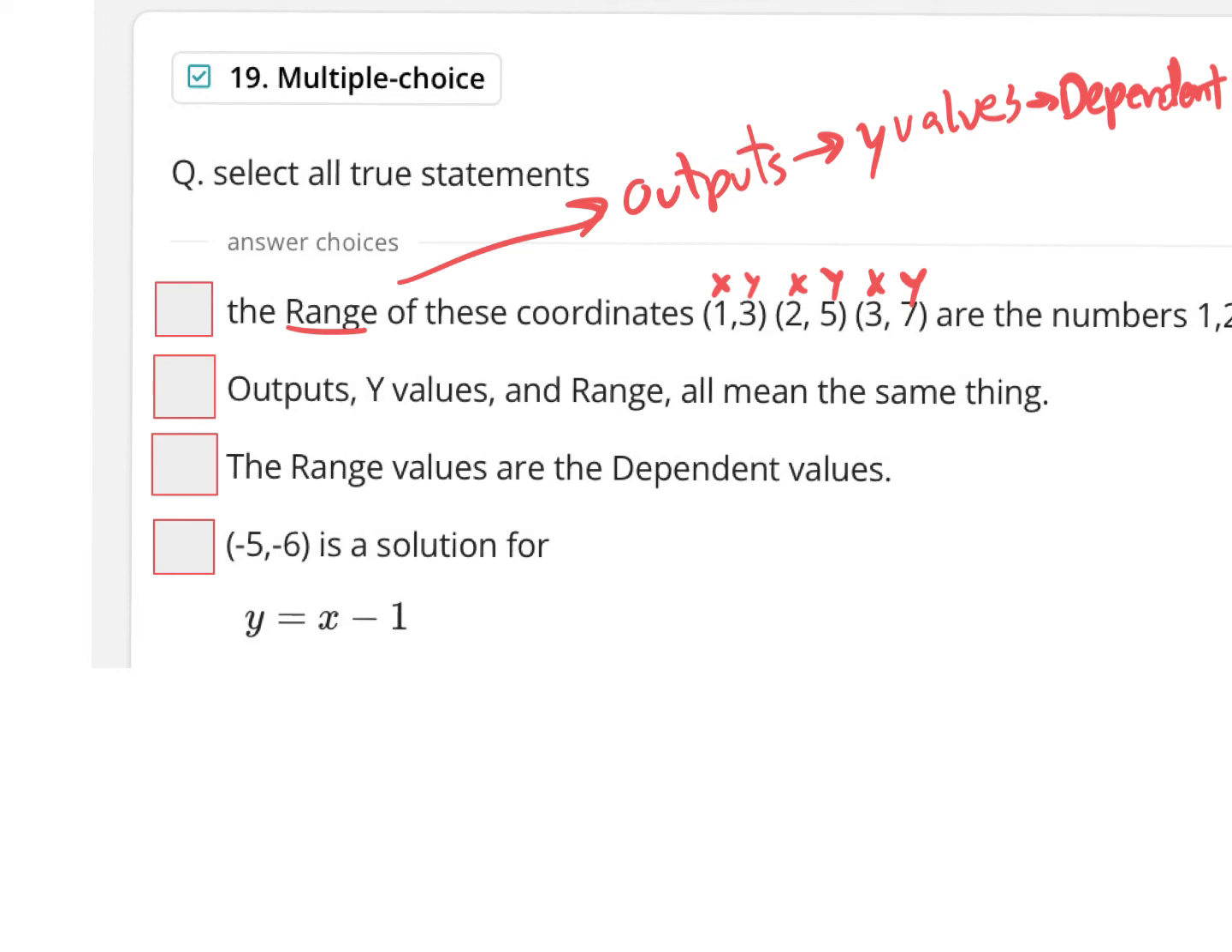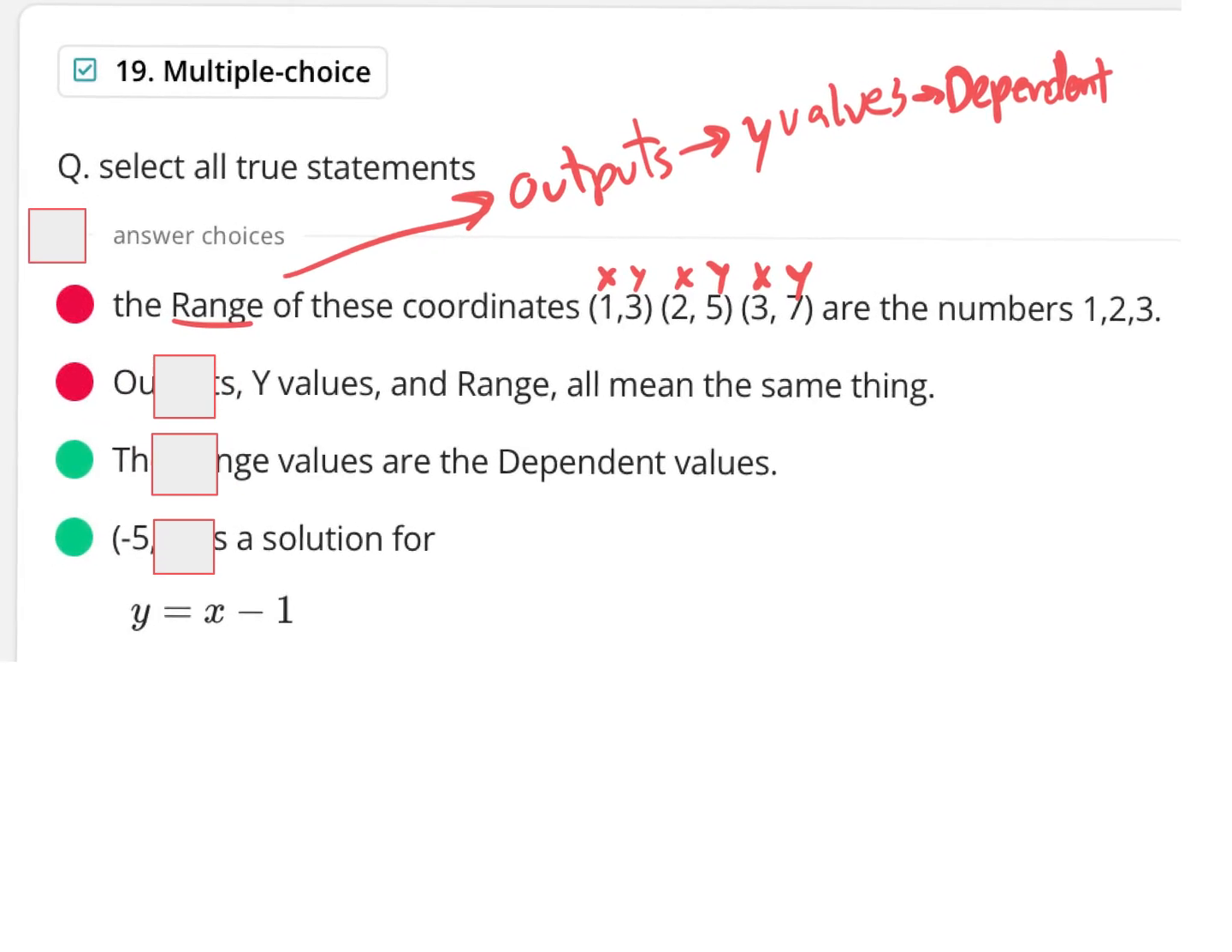So given that this is a practice quiz, remember, I will always switch something on the actual quiz. So maybe instead of range on the actual quiz, it'll be like, what's the domain, right? The domain would be the x value. So the domain would be 1, 2, and 3. But right here it's saying the range values, that should be 3, 5, and 7. And obviously it does not say that.